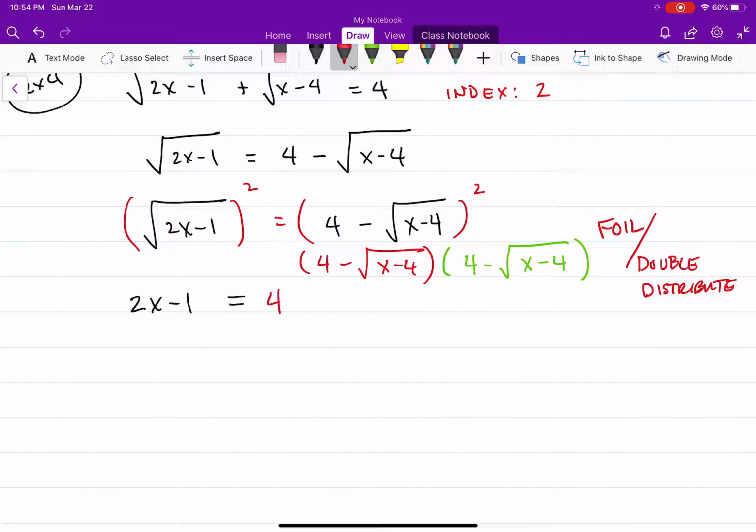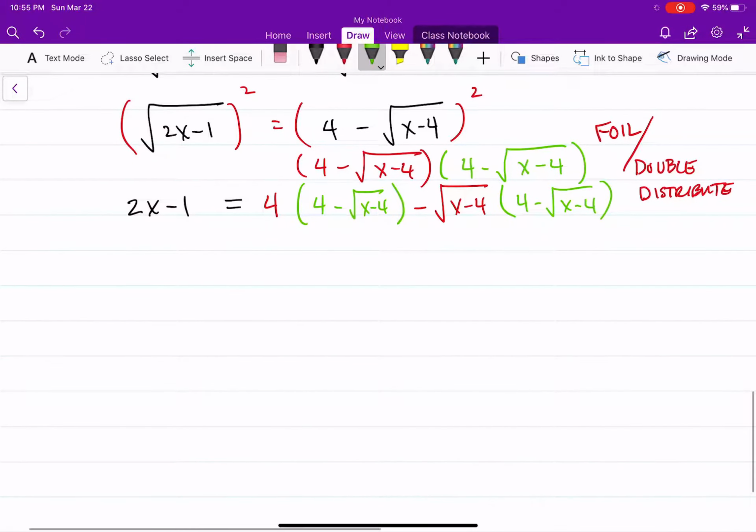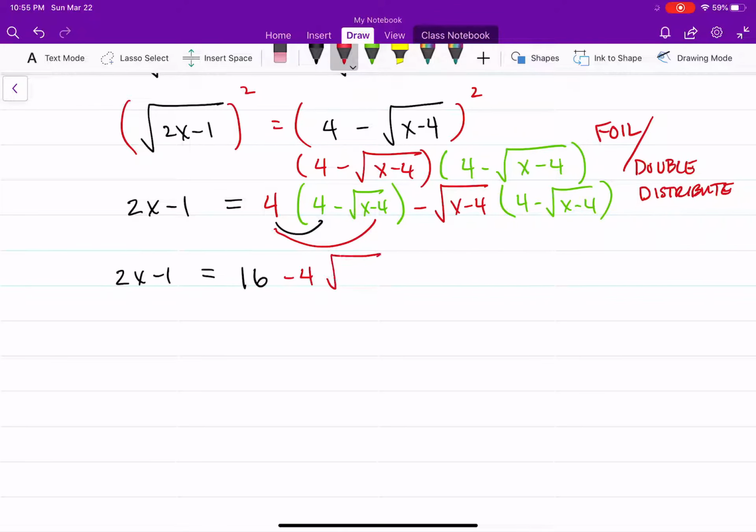I'm taking the 4 and distributing it into that second parentheses, and taking the negative square root of x minus 4 and distributing it into the second parentheses. All right, let's see what that gives me. So I have 2x minus 1 is equal to, this is going to give me 16. This is going to give me a negative 4 square root of x minus 4.